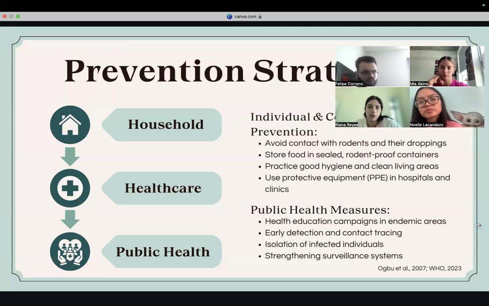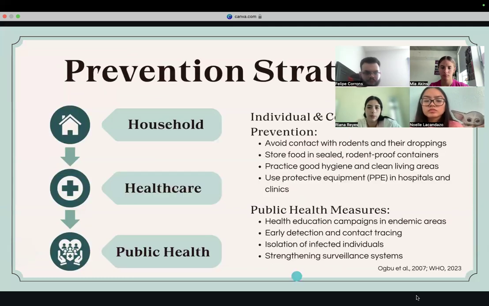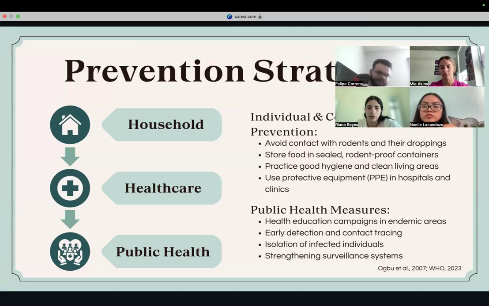Finally, on the public health level, there's a need for coordinated community and government responses. And this includes launching health education campaigns to raise awareness about how the virus spreads and how to protect oneself. It also involves training local healthcare workers, ensuring the availability of PPE, and setting up surveillance systems to detect and respond to new cases quickly. Contact tracing and early isolation can significantly reduce the spread of the virus in outbreak situations. It's important to remember that prevention isn't just the responsibility of one group, it's a shared effort and relies on individuals, healthcare professionals, and public health systems working all together.